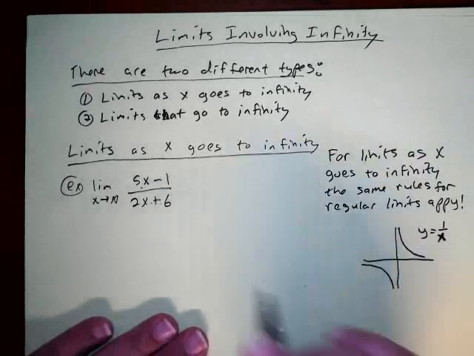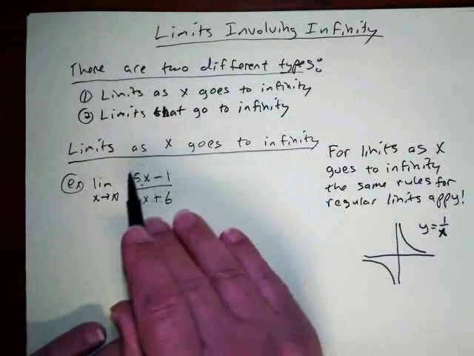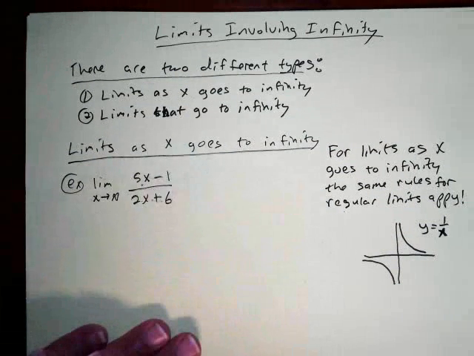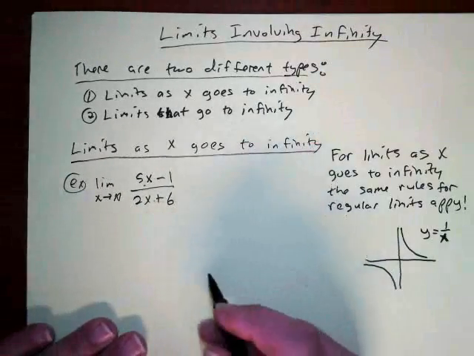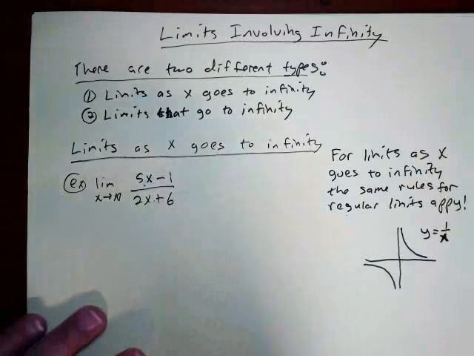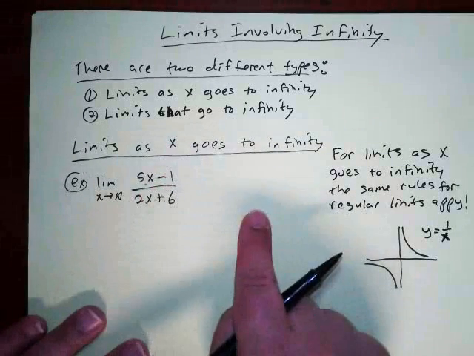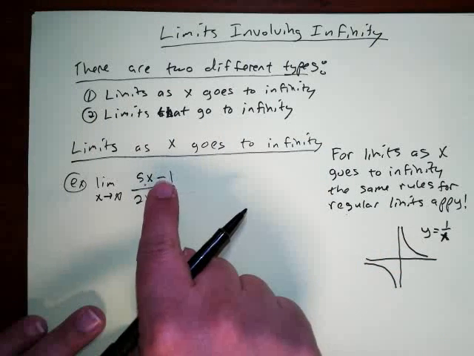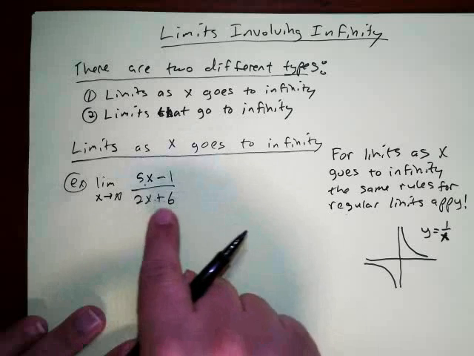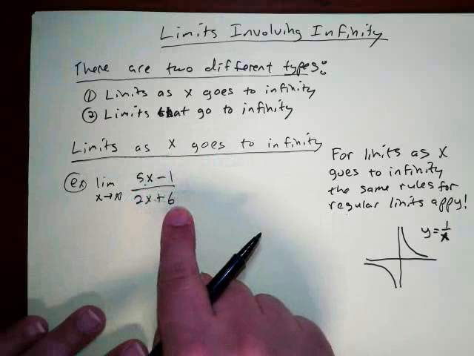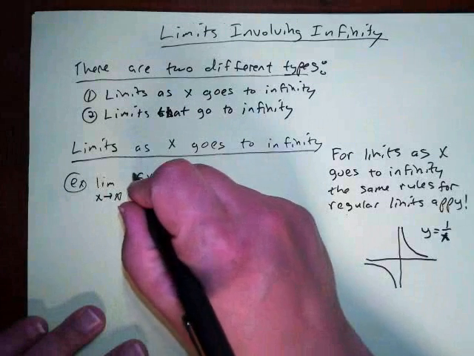Now here you don't have a constant. What you have is a linear function on top, and the bottom is also a linear function. So what's going to happen in this case? There's a strategy you can use with rational functions like this, and with some other functions as well: multiply the top and bottom by 1 over the largest degree in the denominator. Let me show you what I mean.